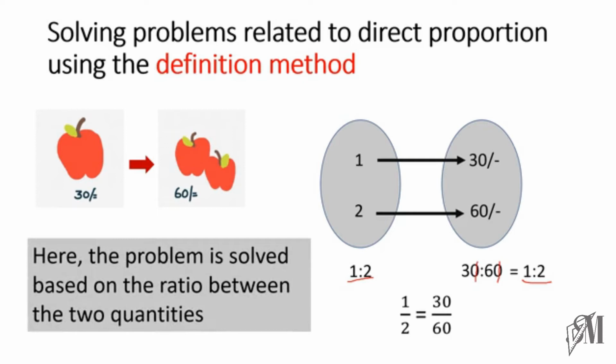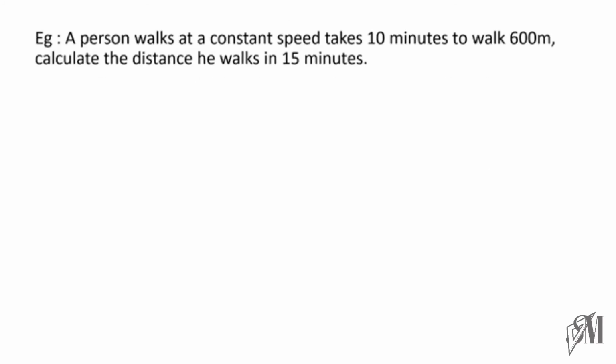Now you have to understand, if two quantities are directly proportional, the ratio between the quantities will be equal. So therefore we can write a fraction like I wrote now. With this idea, we can solve problems related to direct proportion. So let me take the same previous example. A person who walked 600 meters within 10 minutes, and same question. Let me show you how to solve this in the definition method.